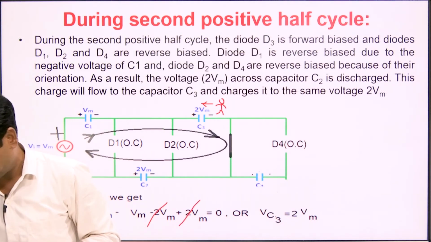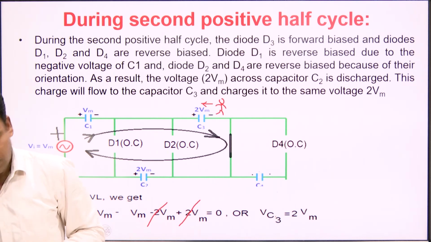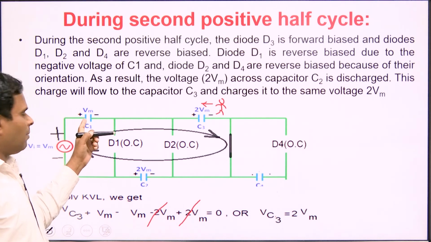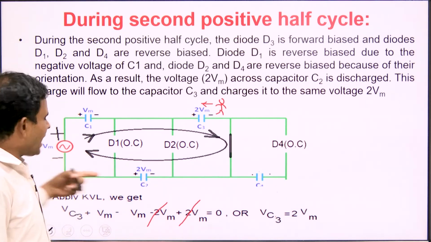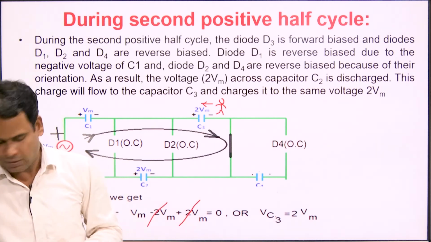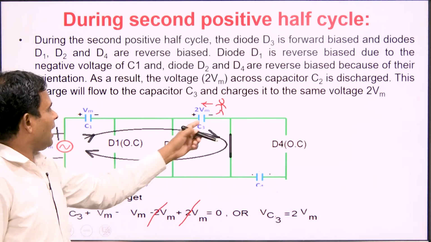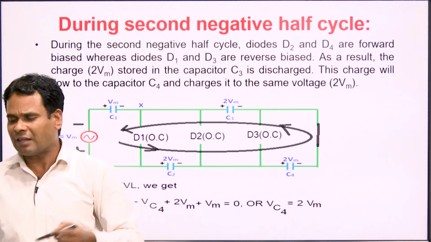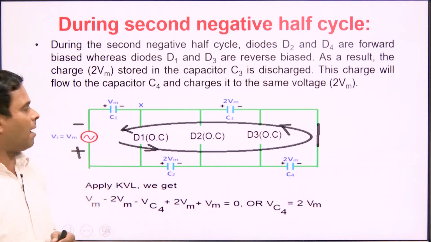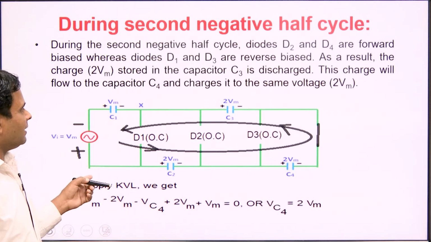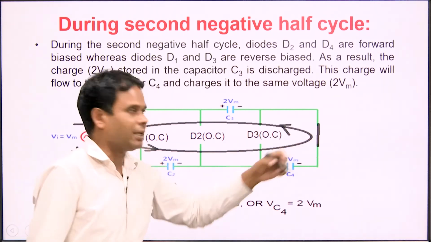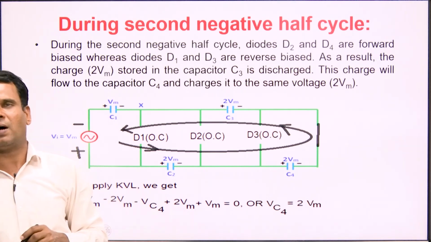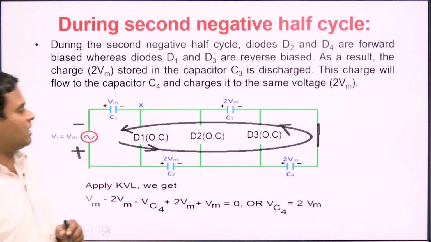Okay guys. Now what is the trick? Only C1 will get charged to Vm voltage, and after that the next capacitors will get charged to 2Vm, because C2 already gets charged to 2Vm and C3 already gets charged to 2Vm. Now, during the fourth half cycle, that is the second negative half cycle, D4 will be in forward bias and D1, D2 and D3 are in reverse bias. That is why these capacitors are open circuited.